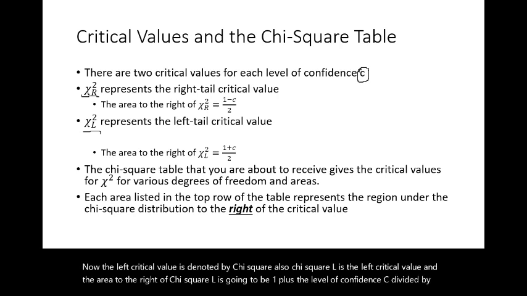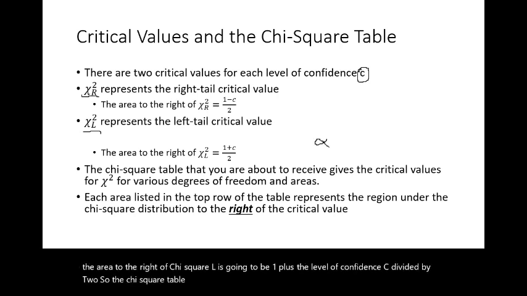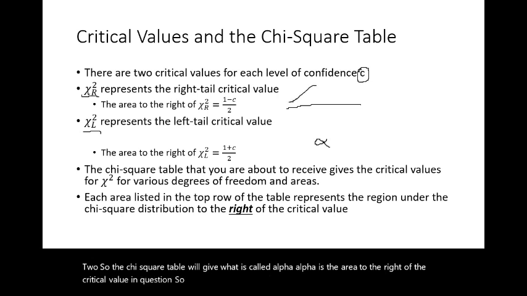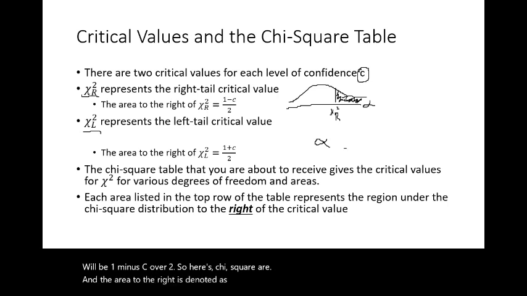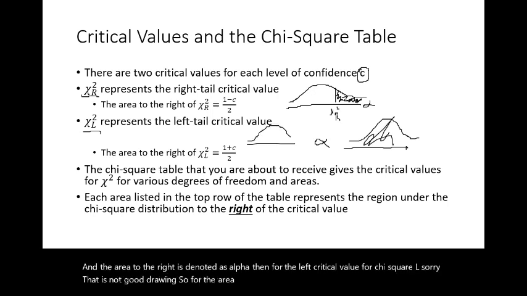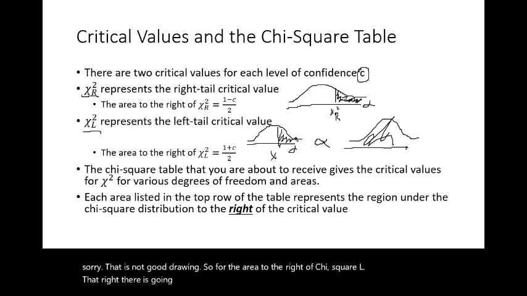So the chi-square table will give what is called alpha. Alpha is the area to the right of the critical value in question. So in this case, the area to the right of chi-square R will be 1 minus C over 2. So here's chi-square R. And the area to the right is denoted as alpha. Then for the left critical value, chi-square L, sorry, that is not a good drawing. So for the area to the right of chi-square L, that right there is going to be alpha, and that will be chi-square L.